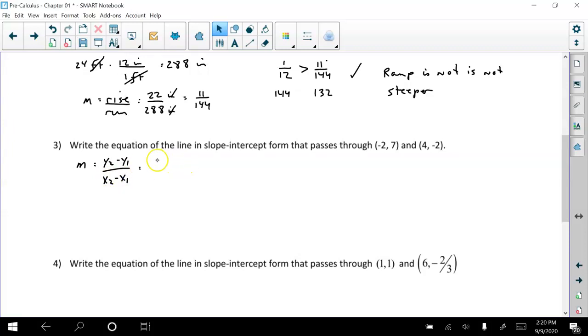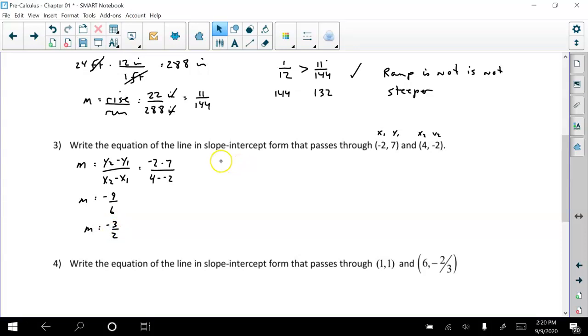So I'll call that x1, y1, x2, y2. So we have negative 2 minus 7 over 4 minus negative 2. So we have negative 9 over 6. So our slope reduces to negative 3/2. Always reduce your fractions if they can be reduced.